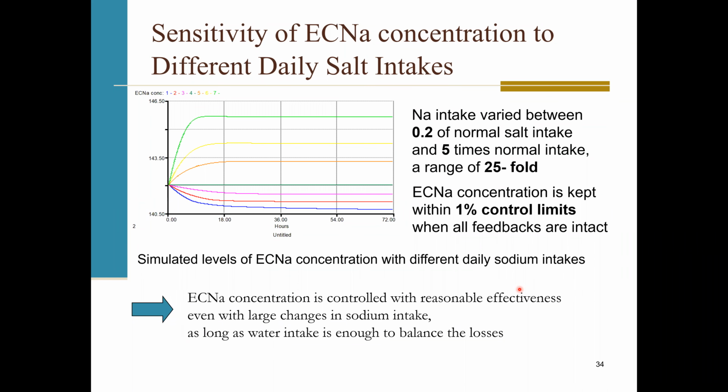than normal, what happens? So in a normal person, if you look at the scale, it's a very narrow scale. Basically the blood sodium concentration is kept within 140 and 145 milliequivalents per liter. So it's controlled with reasonable effectiveness, even with large changes in sodium intake, as long as drinking is enough to balance the losses.